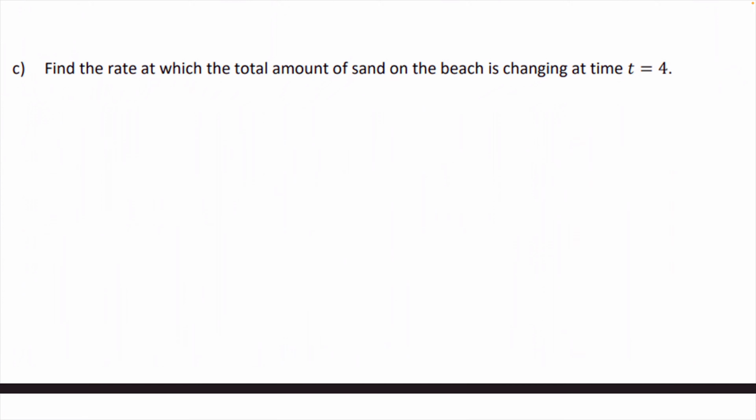Let's underline, highlight, circle the most important things on this one, because doing that and making sense of it will make your job a lot easier. So what are the buzzwords? What are the important words here? Total amount of sand on the beach. Sand on the beach, that's important, definitely. T is 4, that's important.